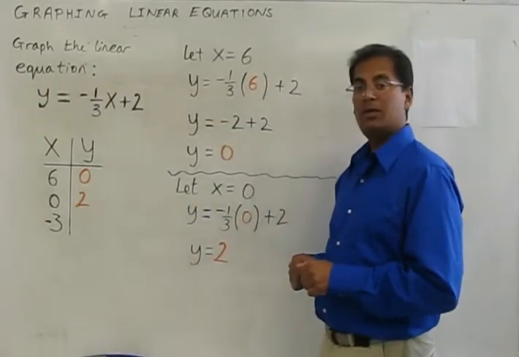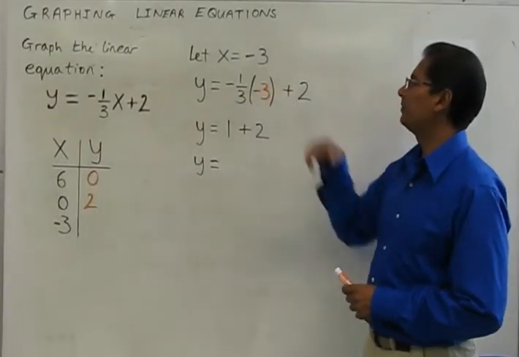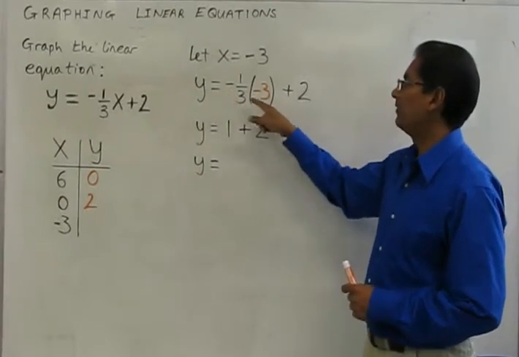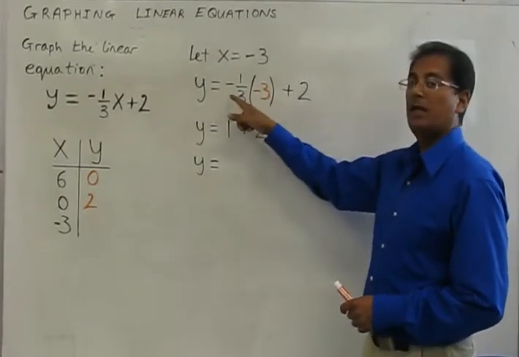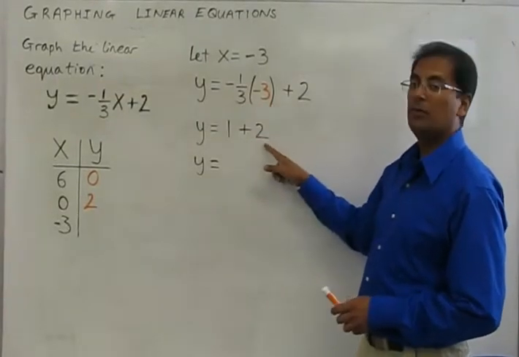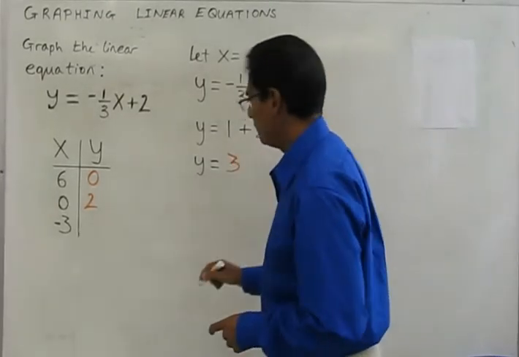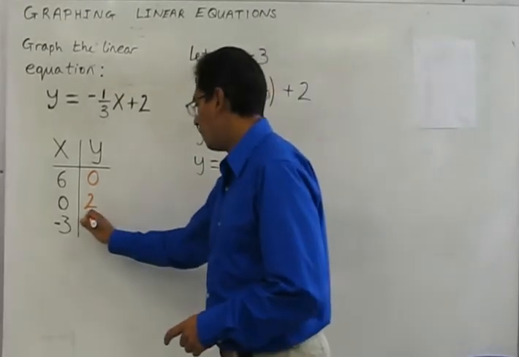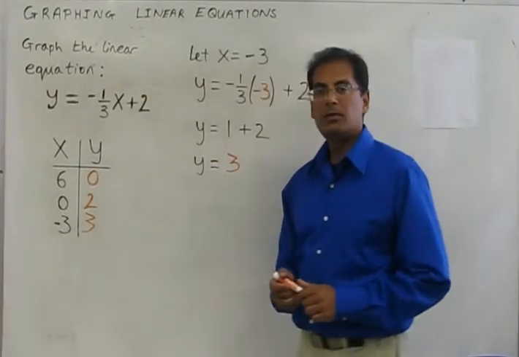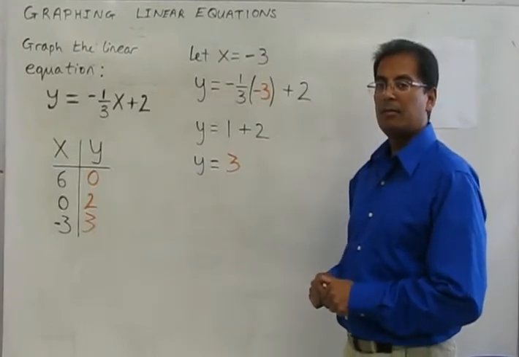Let's pick now x equal to negative 3. If x is negative 3, we get y equal to negative 1/3 times negative 3 plus 2. Negative 1/3 times negative 3 is 1, plus 2. And 1 plus 2 gives us 3. So if x is negative 3, y is 3. So here we have 3 points to plot our line. So let's go ahead and draw our graph and plot these points.